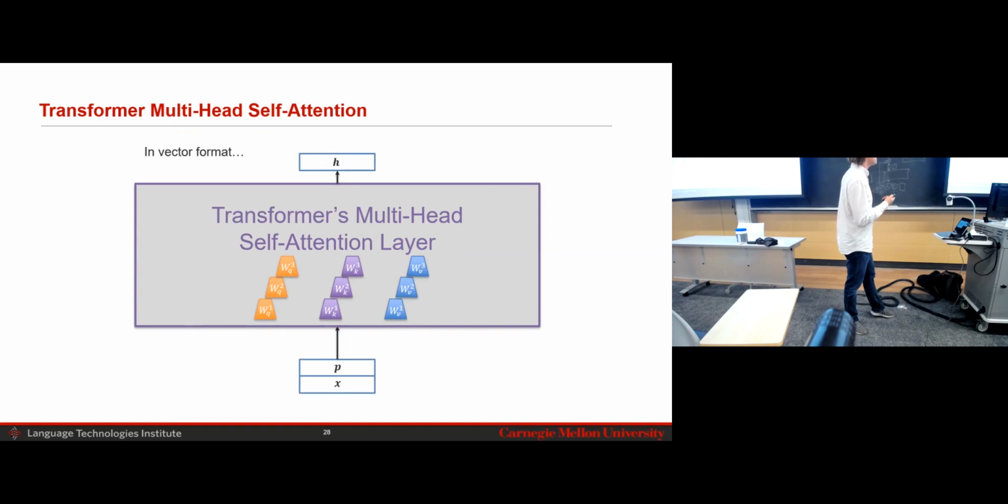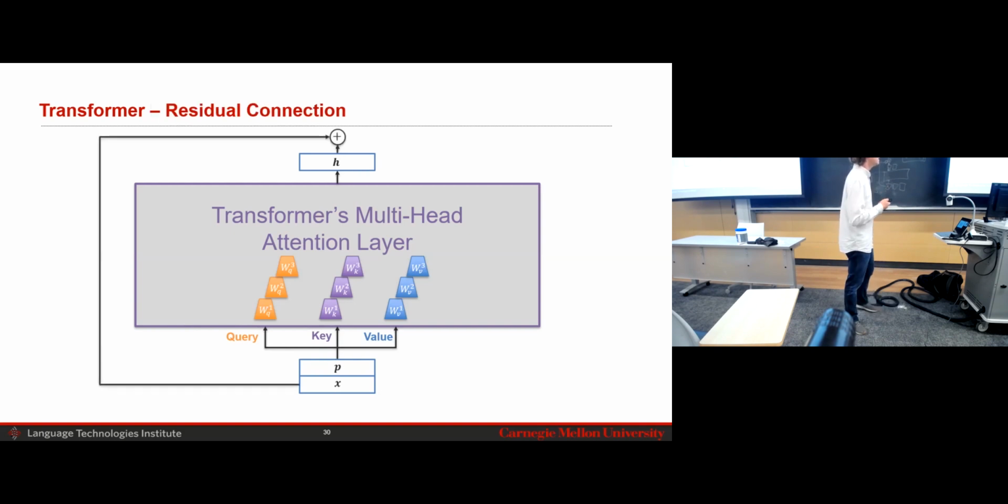And then if I put it in vector format, I have my X, and from the X, I also get my position, and I get this as an input. I run it through my transformer, I get the delta. And as we talked about, there's query and multiple heads, and finally, the residual connection.